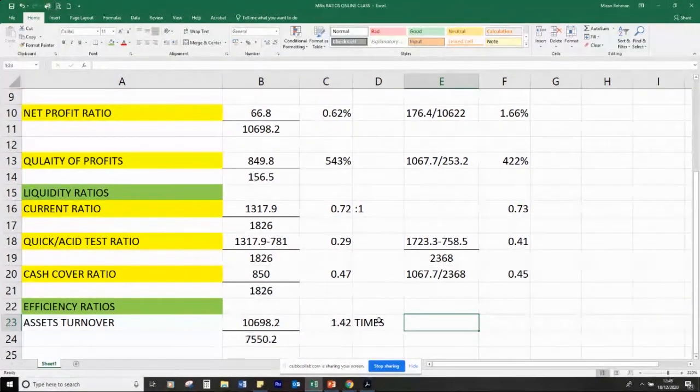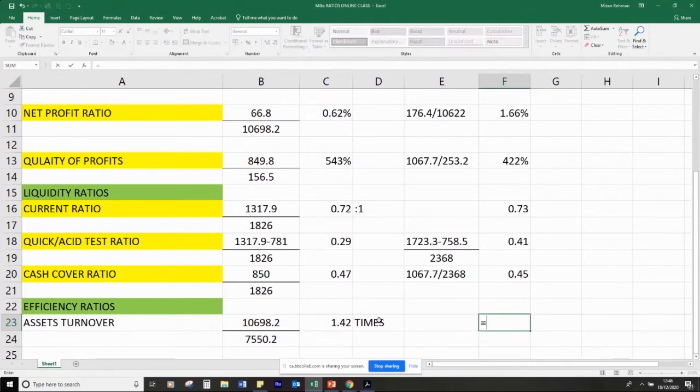Ideally it should be 4 times. Ideally, when you invest £100 in an asset, that asset should be generating sales of £400 per annum. You have a whole year to use that asset. So this is very little theoretically. However, again, we need to see what happened in the previous year and how the competitors are doing in this case. The retailers normally have a smaller ratio. So again, comparison is very, very important in this case.